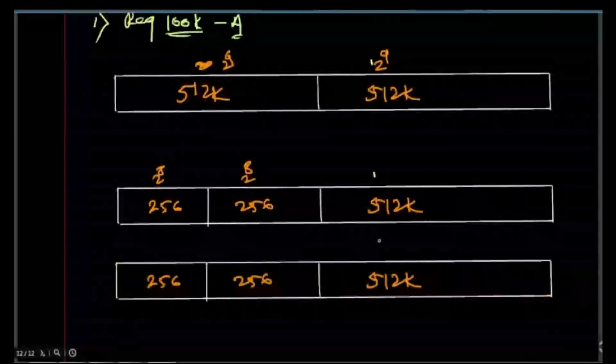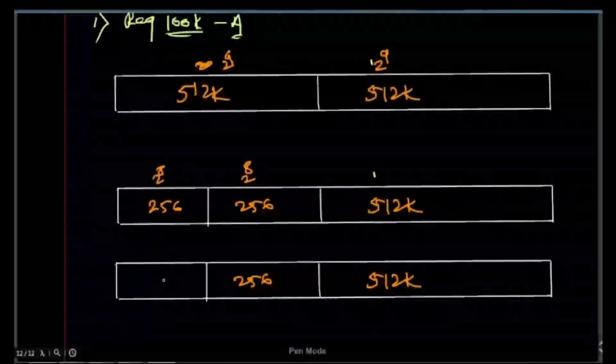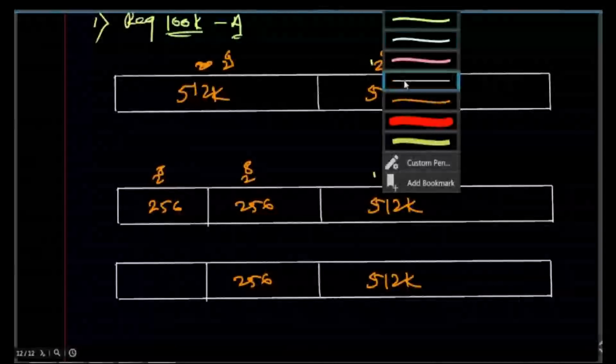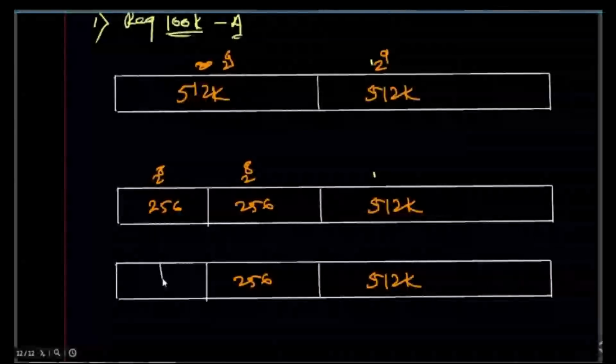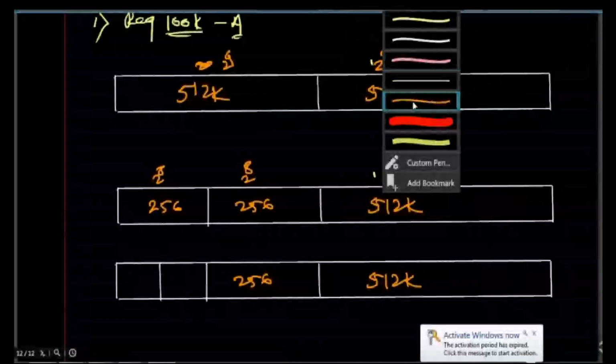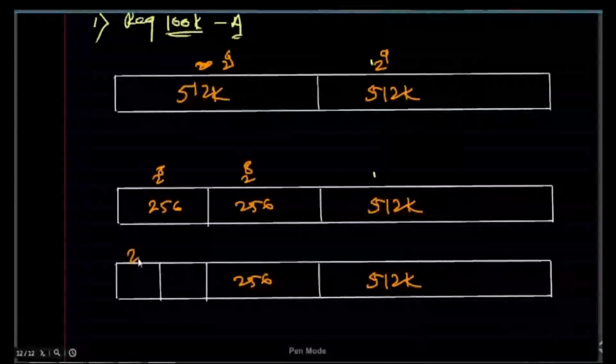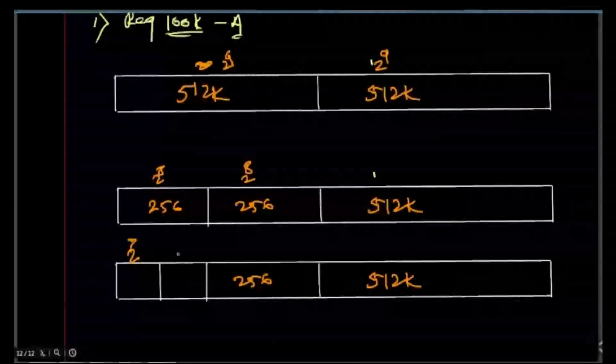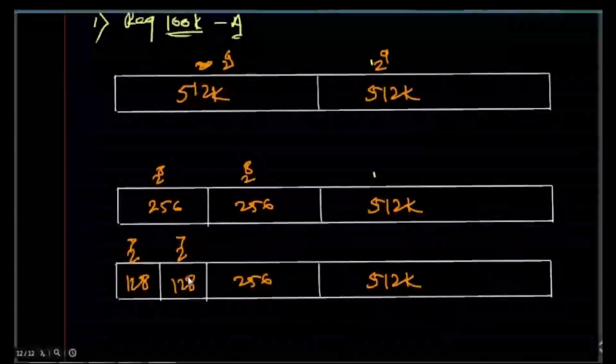So again we will divide this left part into two equal parts. So this will be 2 raised to 7 and 2 raised to 7. These two equal parts will be 2 raised to 7 and 2 raised to 7, which means 128 KB and 128 KB.